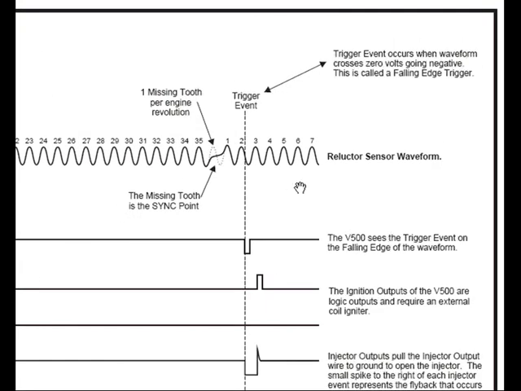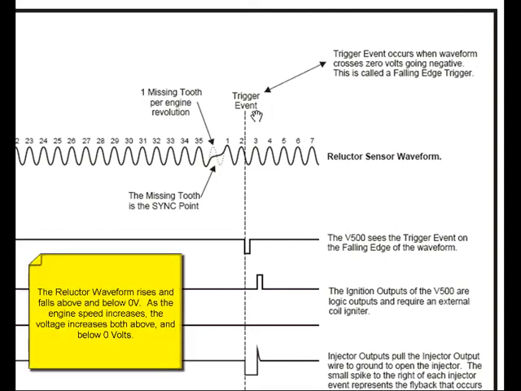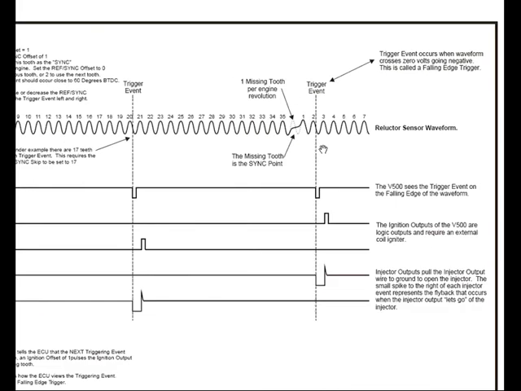As a note, the ECU measures a triggering event as the waveform crosses 0 volts, and you can see up here that's what this diagram shows, and you'll see the triggering event occurs just where the waveform crosses 0 volts, so in the middle of the reluctor waveform.